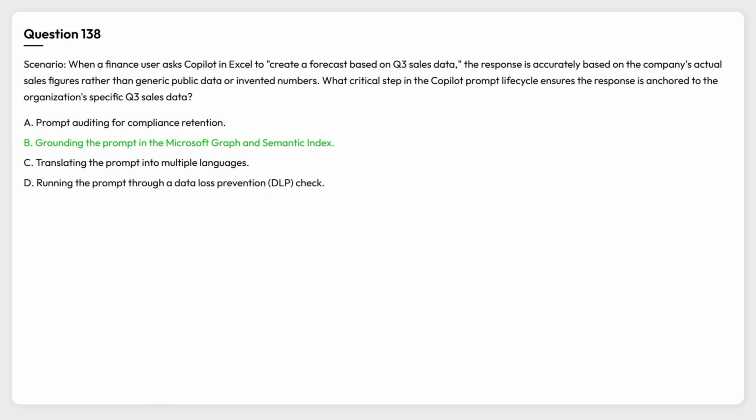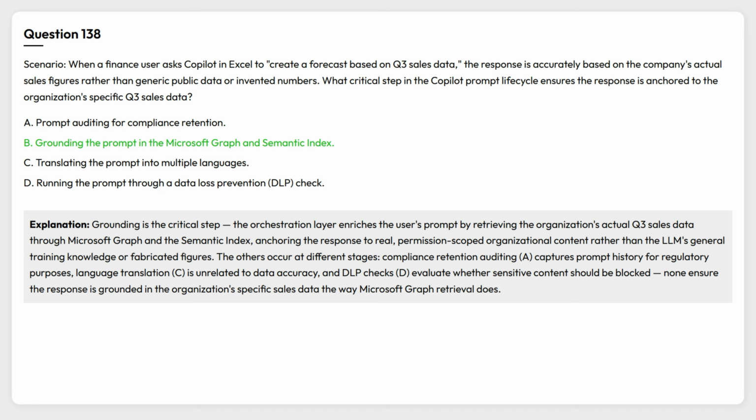The correct answer is option B, grounding the prompt in the Microsoft Graph and semantic index. Grounding is the critical step. The orchestration layer enriches the user's prompt by retrieving the organization's actual Q3 sales data through Microsoft Graph and a semantic index, anchoring the response to real, permission-scoped organization content rather than the LLM's general training knowledge or fabricated figures.